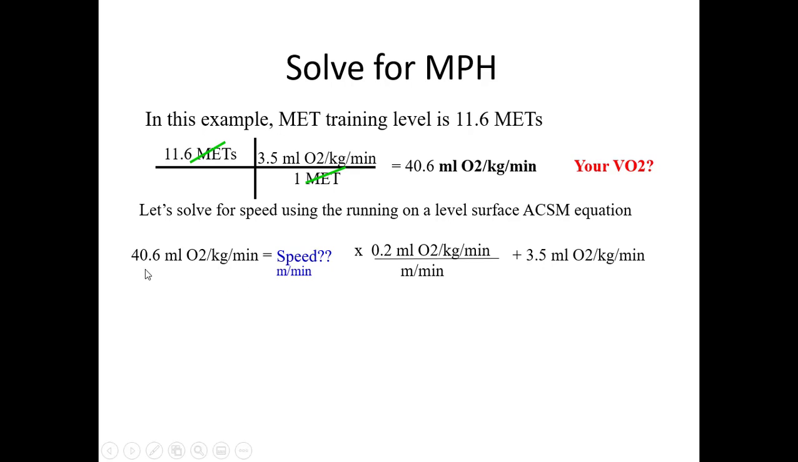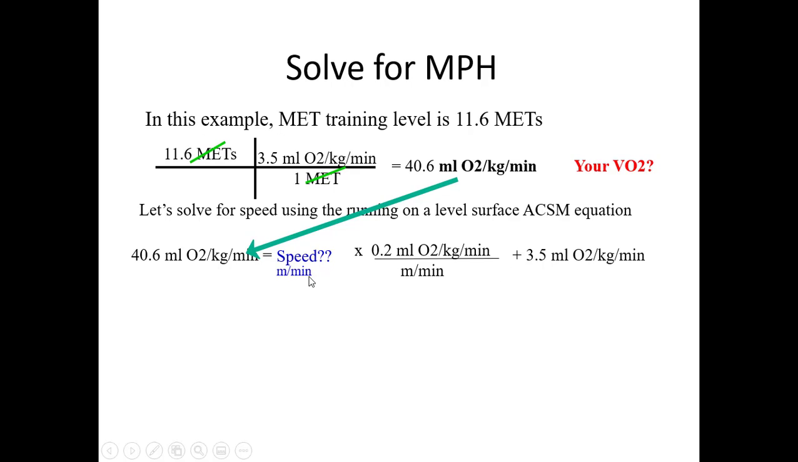ACSM equation: oxygen consumption equals speed multiplied by 0.2 plus 3.5. Did you remember? Actually, we have a grade portion here, but level surface ACSM equation means there is no grade. So this is why the equation is so simple. Yeah, go back to the ACSM equation, right? Does it make sense? So in this case, my exercise intensity oxygen consumption is 40.6, right? So I just put it here. And this is the ACSM running equation.